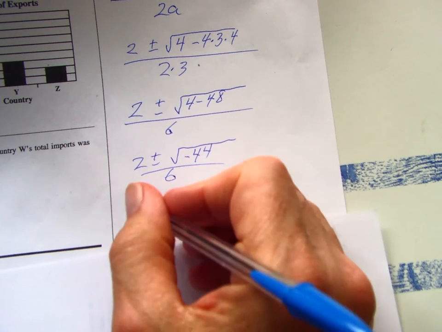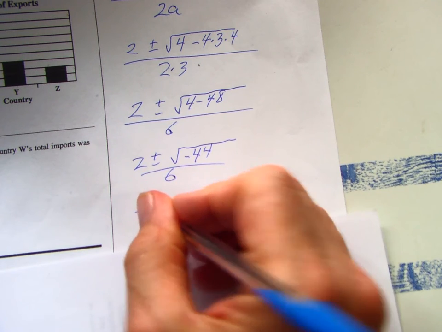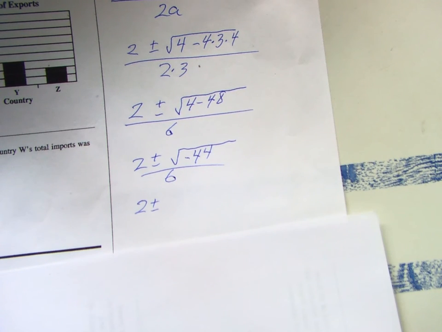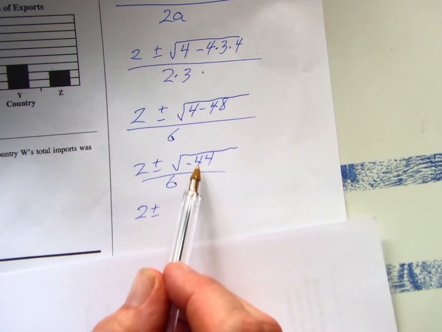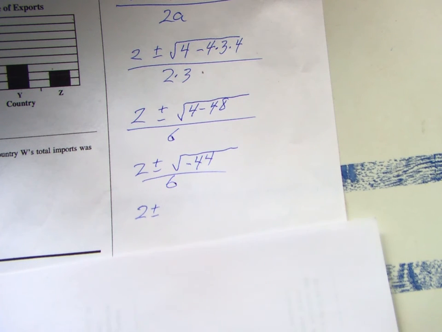Well, 2 plus or minus. Now, we got a little problem here. Square root of a minus number, the square root of 25 is 5 or negative 5. The square root of 9 is 3 or negative 3. You can't square a number and get a negative number, because if you use two negative numbers, it becomes positive. If you use two positive, it's positive. So how do you get the square root of negative? I don't know. We don't know.